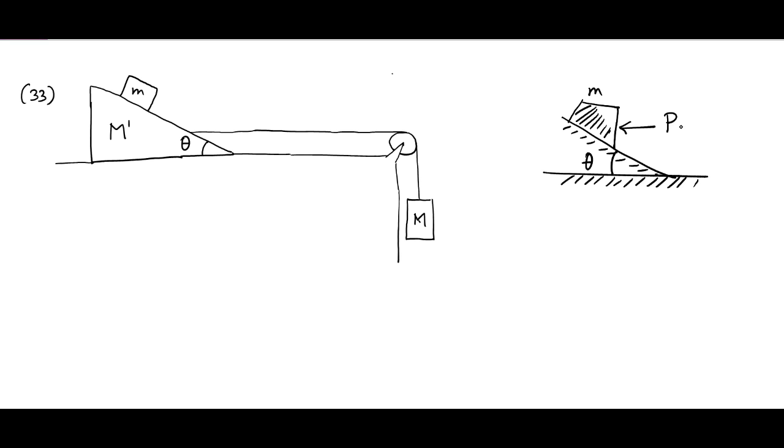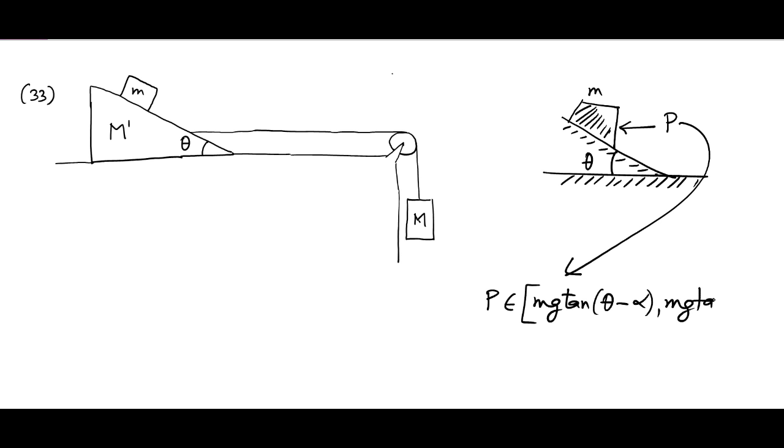Now we know that if we apply a horizontal force P, then for small m to remain in equilibrium, P should be in the range mg tan of (theta minus alpha) and mg tan of (theta plus alpha).